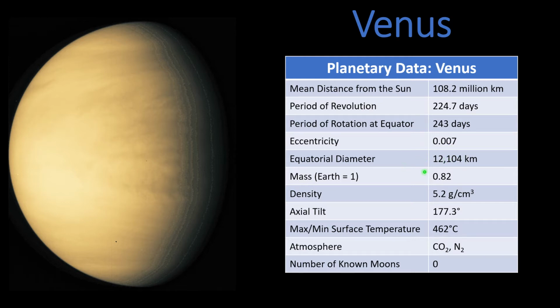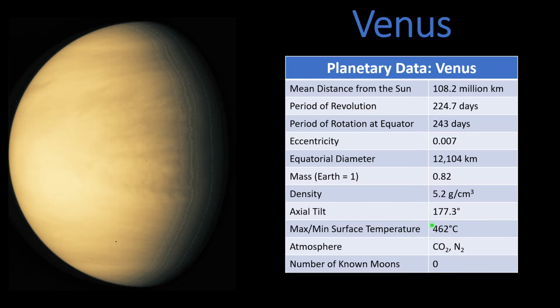Its equatorial diameter is 12,104 kilometers, which is very close to Earth. It's very similar in size. So when you look at the mass, its mass is 0.82 that of the Earth. It's just a little bit less massive than us. Density is 5.2 grams per cubic centimeter on average. It has a lot of tilt. Its axis is tilted 177.3 degrees compared to the Earth and the other planets.